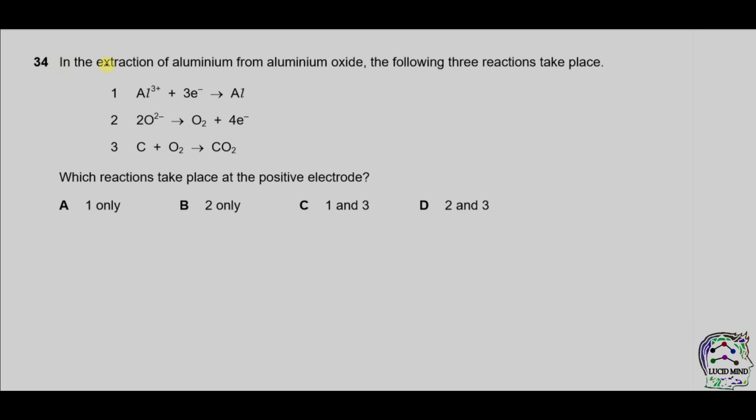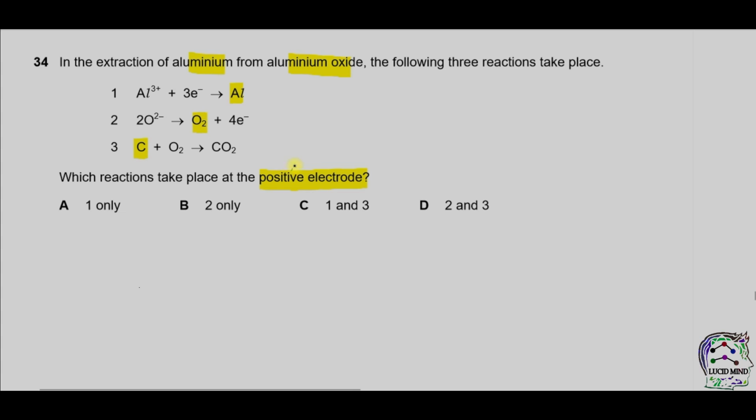Question 34. In the extraction of aluminum from aluminum oxide, the following three reactions take place. They have given the reactions. One is aluminum 3+ plus electrons forms aluminum metal. Second is oxide ions forming oxygen. Third is graphite, which reacts with oxygen to form carbon dioxide. Which reactions take place at the positive electrode?